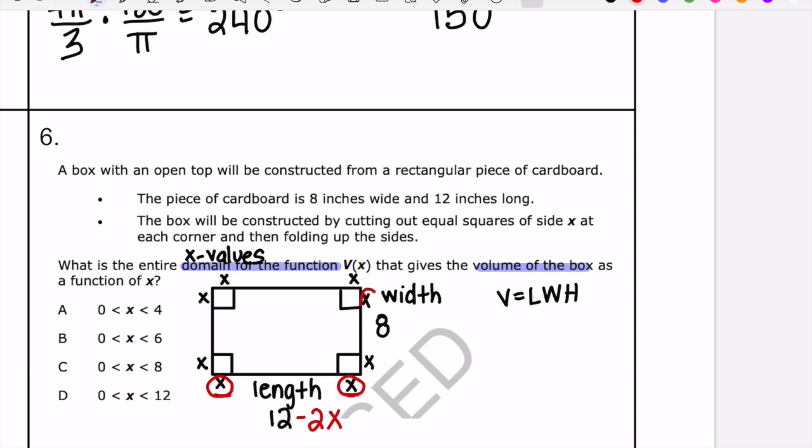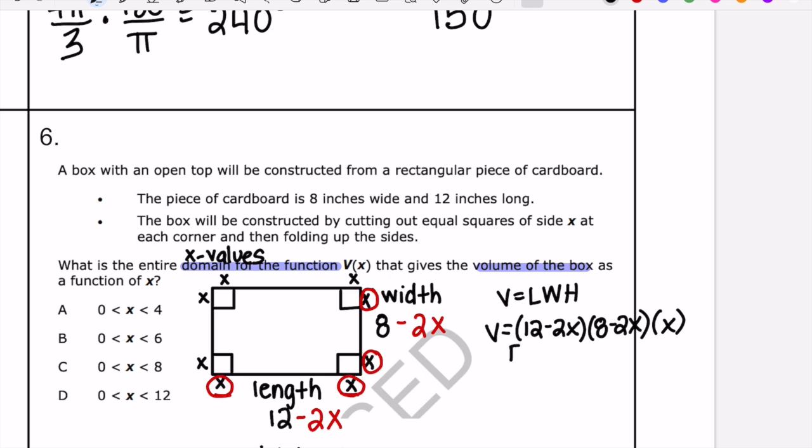We're also going to be taking an x and an x away from the width, so we need to take away 2x over here. So when we fold it, our height is going to be the length of x, just because of the fact that that is what we cut out. So if I set this up, my volume is going to be 12 minus 2x. My width is going to be 8 minus 2x. And my height is just going to be x. So they want to know what are the x values that this would work for.